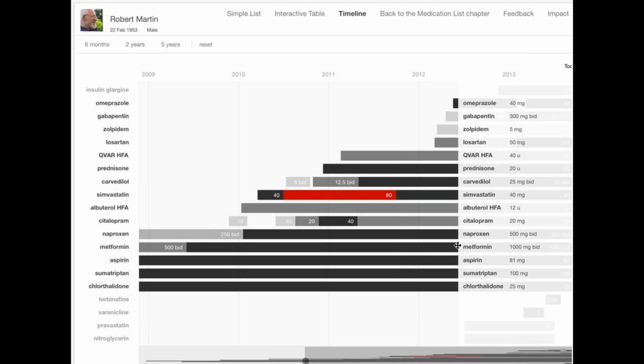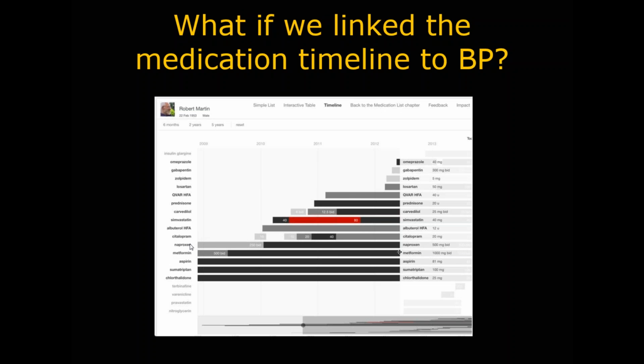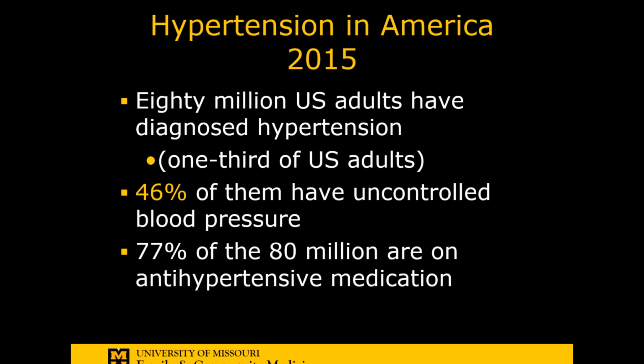And you can really tell the story of how a patient began taking their medications. You can see that metformin was increased from 500 to 1,000 BID, and when that happened, very easily, at a glance. Well, what if we linked it to other clinical information like blood pressure? That would be cool. So let's talk a little bit about blood pressure, which 2/3 of people with diabetes have. Possibly the most important determinant of cardiovascular disease and diabetes is blood pressure.